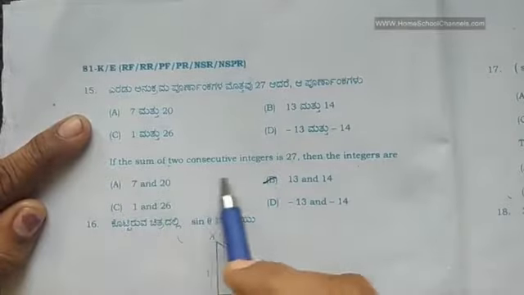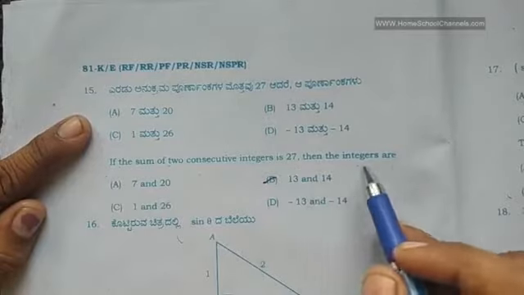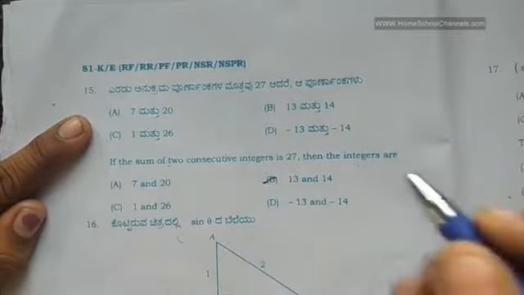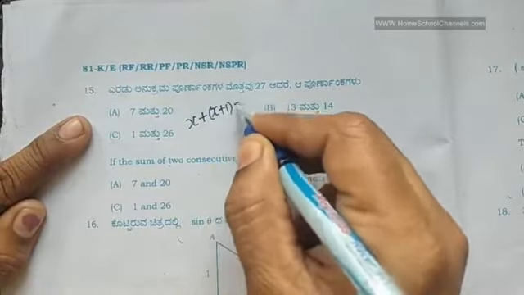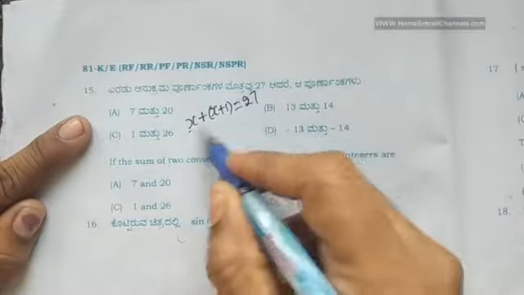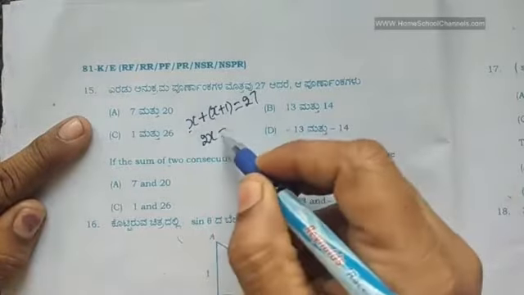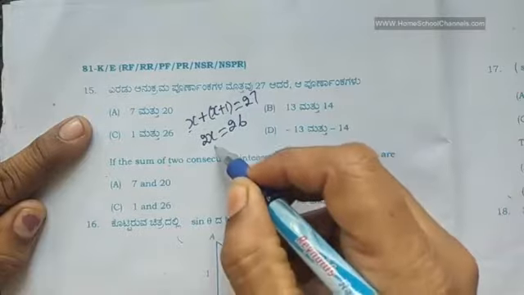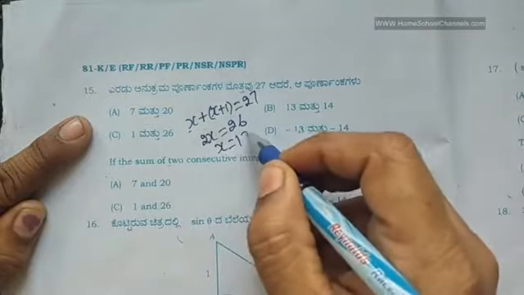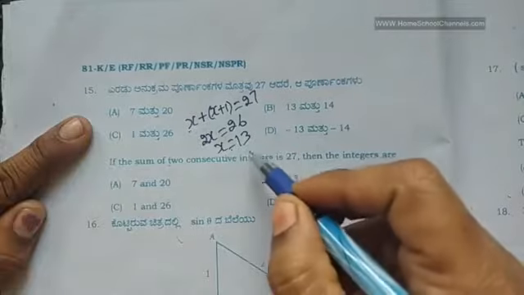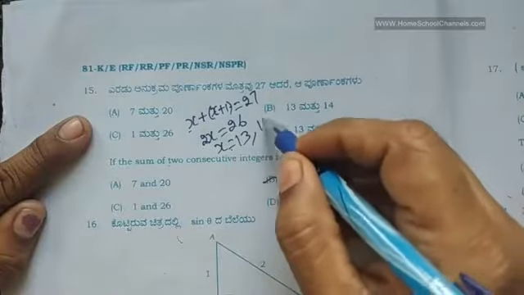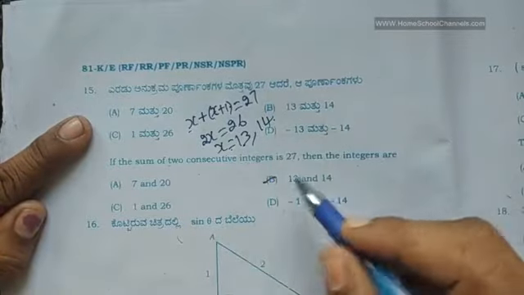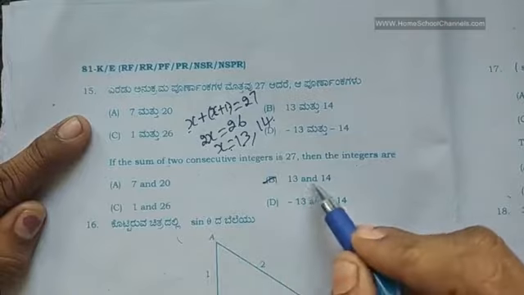15th one, if the sum of two consecutive integers is 27, then the integers are. Let the integers be x and x plus 1. You can write x plus x plus 1 is equal to 27. 2x plus 1, send the other side, 27 minus 1 will be 26. X is equal to, divide this, 13. So, one integer is 13 and another integer is 13 plus 1, 14. So, 13 and 14 are the two consecutive integers. So, option B is your right answer, 13 and 14.